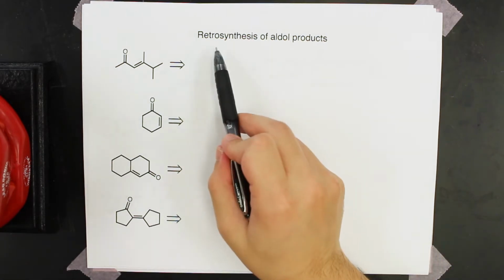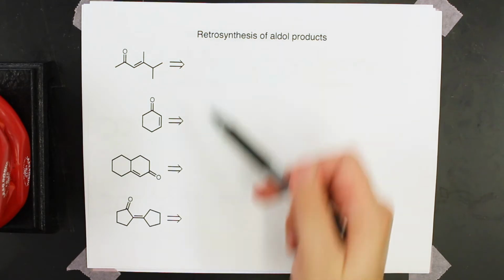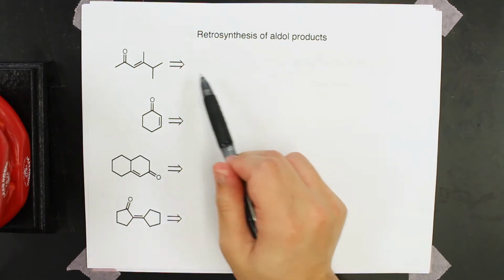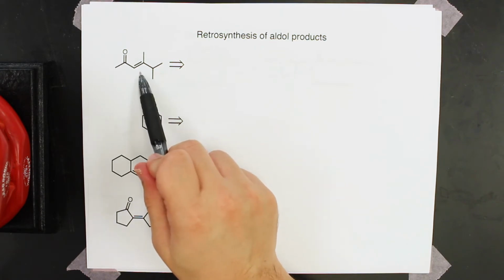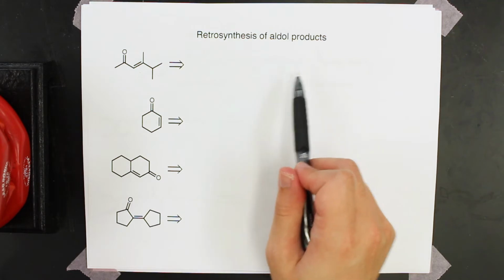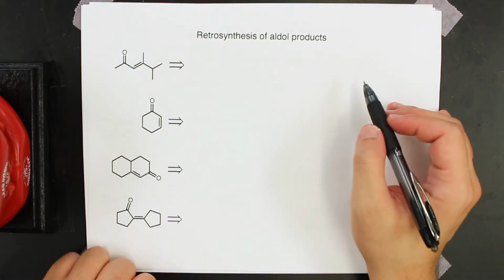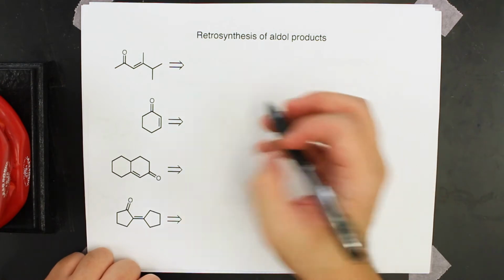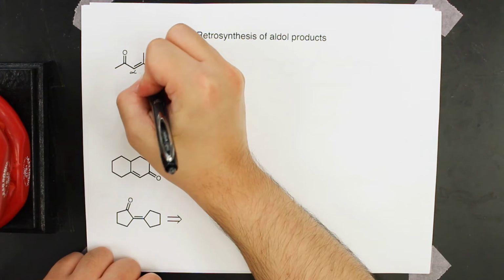Okay, now we're going to cover some retrosynthesis problems of aldol products. So in your lecture course, you may encounter certain problems where you're presented with the product of an aldol, an alpha beta unsaturated ketone or aldehyde, and you're asked to show the starting materials of what it came from. So the technique for these sorts of problems is to first identify the alpha and beta carbons. So in this example, here's the alpha carbon, one away from the carbonyl, here's the beta carbon.